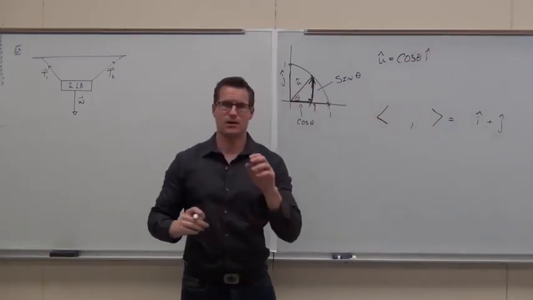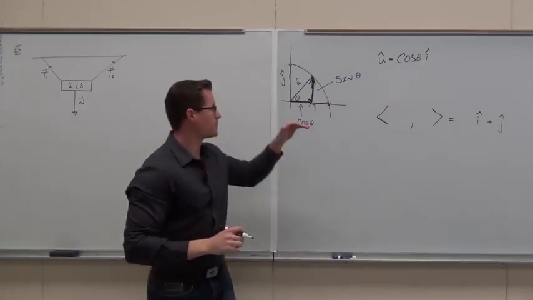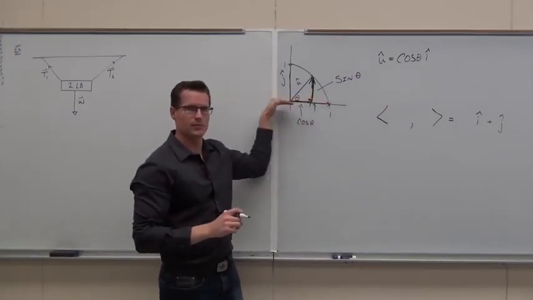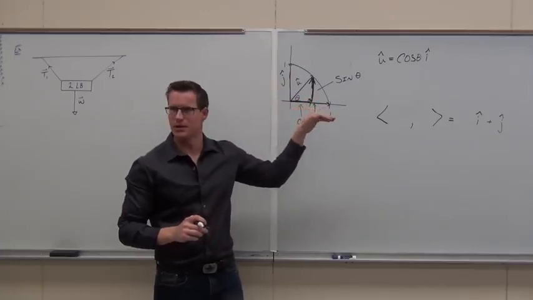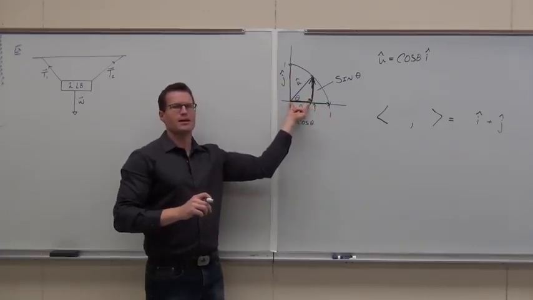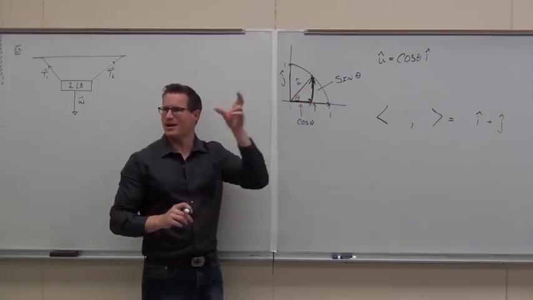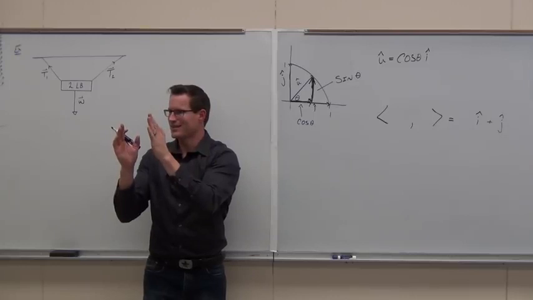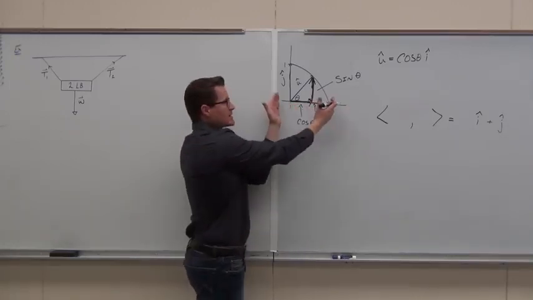Cosine theta times i gives us the fraction of i that this vector has in the x direction. That's what that's giving us. Does that make sense? This vector, this little guy, is cosine theta times i. Remember doing the unit vector and multiplying by a scalar to give it a certain length? We're now taking a unit vector and multiplying by a fraction that's less than 1. It's shrinking it.